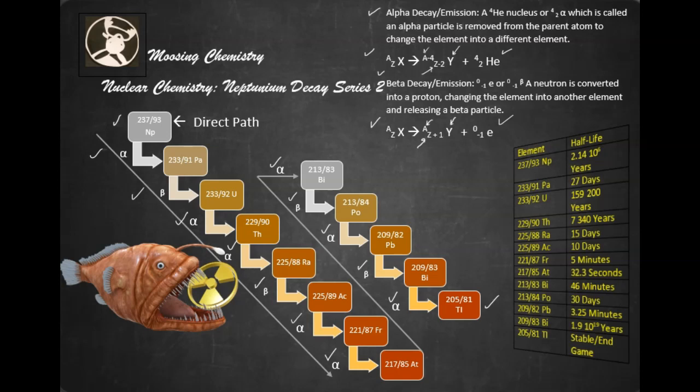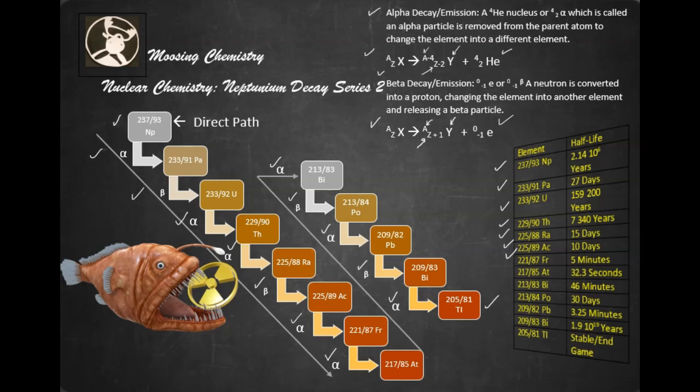Neptunium-237 has a half-life of 2.1 times 10 to the 6 years. Very long time. Protactinium-233 has a half-life of 27 days. Uranium-233 has a half-life of 159,200 years. Thorium-229 has a half-life of 7,340 years. Radium-225 has a half-life of 15 days. Actinium-225 has a half-life of 10 days.